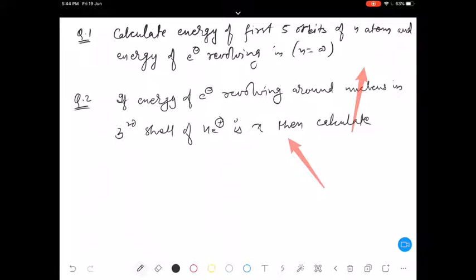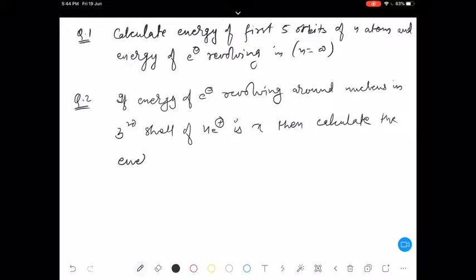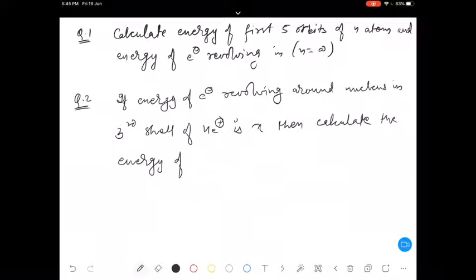Sir, is n equal to infinity in the first question? Yes, n is equal to infinity. What will be the energy? Zero, sir. Very good. Of course it will be 0. There will be no influence of the nucleus on that electron.